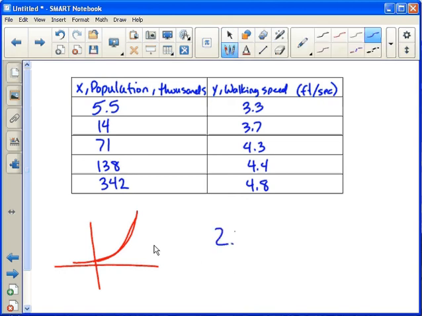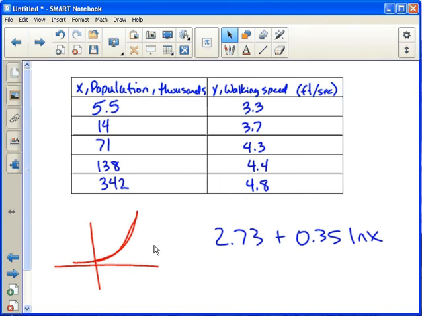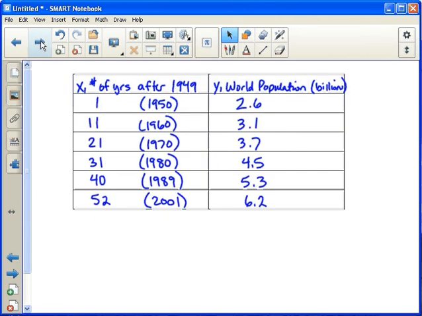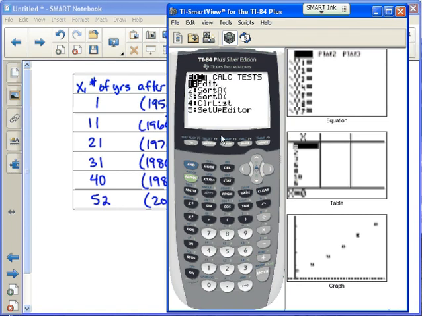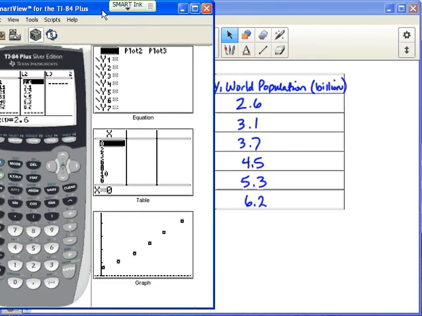Okay, so now we have a new set of data that we will need to plug into our stat plot. So you can see here that I have already plugged it in. I have all the data, 1 through 52, and then 2.6 through 6.2. So let's see. You can see the graph down here. It looks like this is starting to bend up and go a little faster, but it's not real clear, so we'll try both again, just see how they match up.